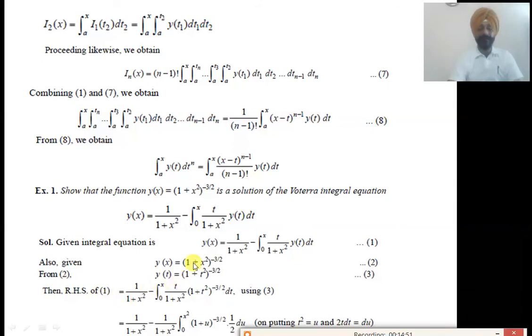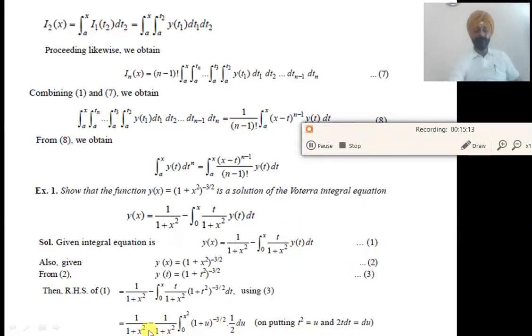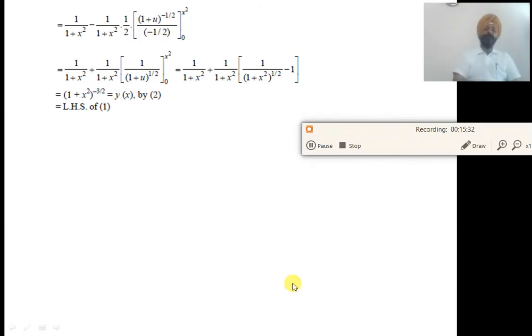Right hand side is equal to 1 over 1 plus x square, minus the integral from 0 to x of t over 1 plus x square, and then we have y(t), and y(t) is replaced by (1 plus t square) raised to the power minus 3 by 2 dt, using 3. So, now it is a simple integration: 1 over 1 plus x square minus 1 over 1 plus x square, because it is a constant, times t into (1 plus t square) raised to the power minus 3 by 2. I put t square is equal to u, 2t dt is equal to du, and this integral is now 1 over 1 plus x square minus 1 over 1 plus x square into 1 by 2.